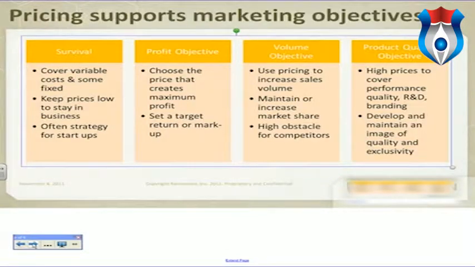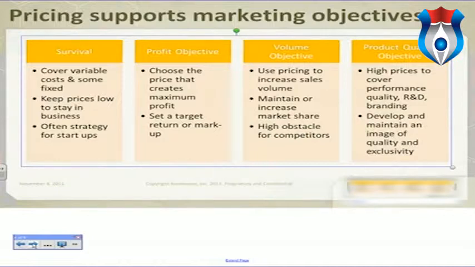So let's take a look at some of these marketing objectives. First of all, if you are a startup company, you'll often find that your marketing objective is simply to stay in business. This is called survival. A very, very simple, but not easy concept. So your pricing is created in order to cover your variable costs and some of your fixed costs, to stay in business to the point where you are making a profit at some point.